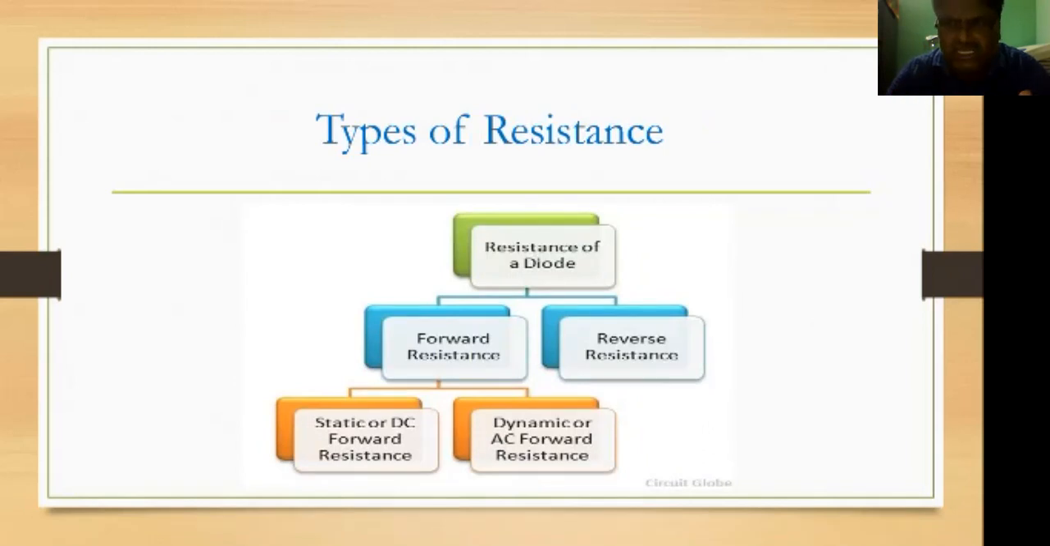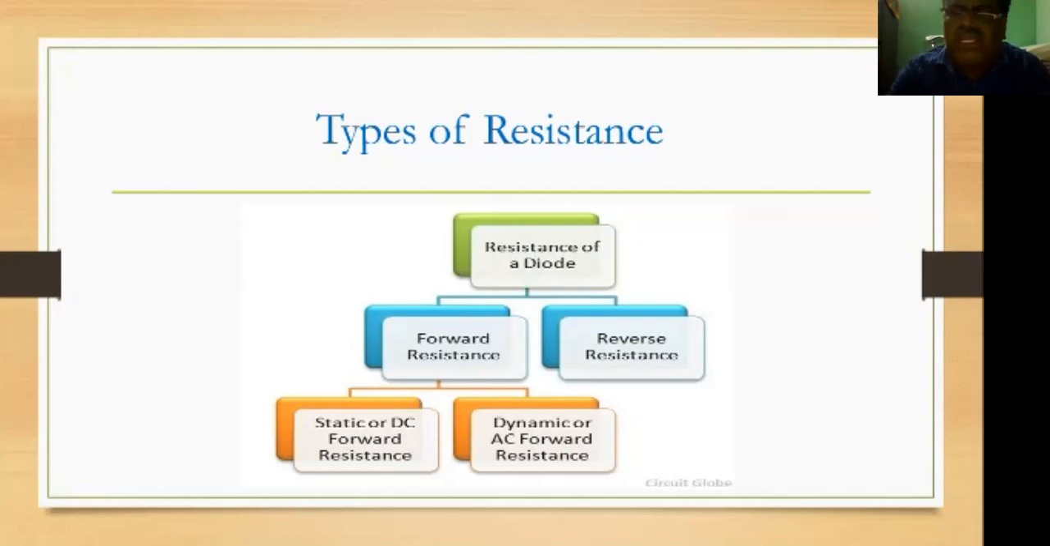For example, forward resistance. During the forward bias, the resistance is very small, so then only the current is passing. That is called the forward bias. Reverse resistance means during the reverse bias direction, the resistance is very large, so the current is not passing. That is the reverse bias. So reverse resistance is used in the reverse bias direction.